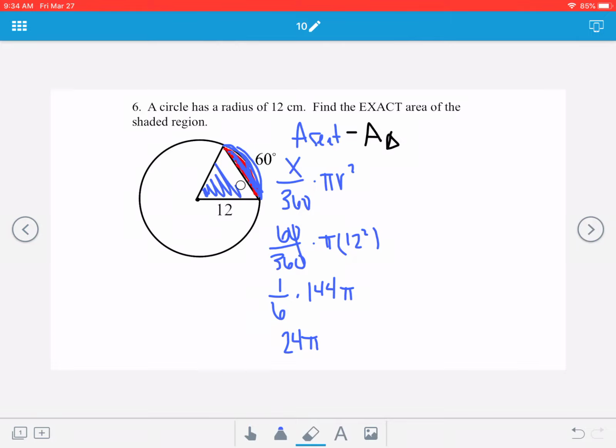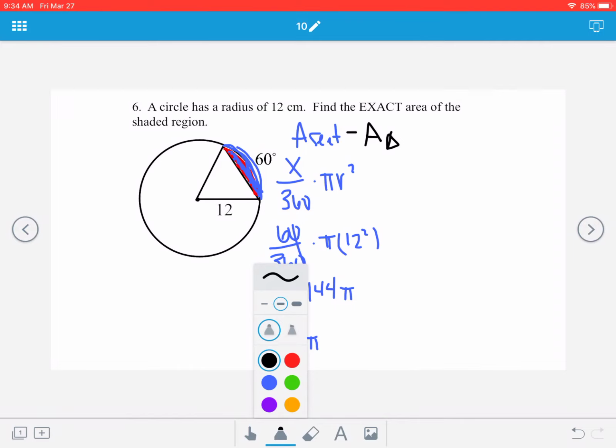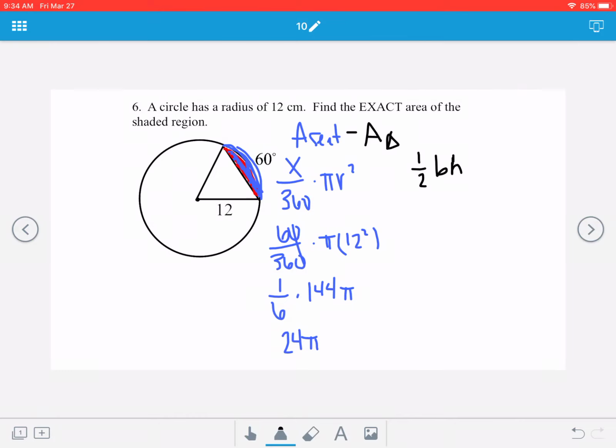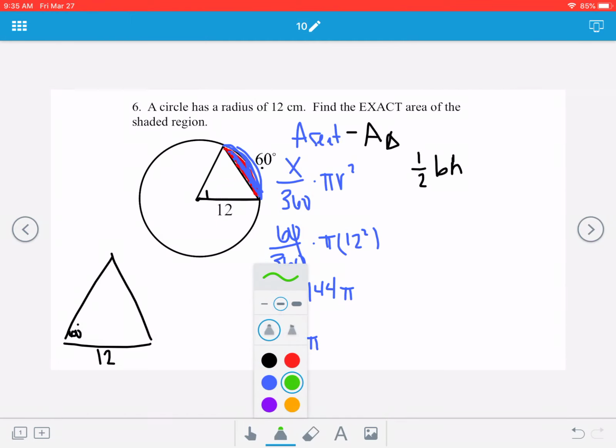Now we need to find the area of the triangle so that we can subtract it. Triangle, 1/2 base times height. Well, if I make this triangle bigger here, the bottom is 12. Since the arc measure is 60, then the central angle would be 60, which is this bottom left angle over here. Remember, the base and the height have to form a right angle, so I'm going to draw in the altitude perpendicular to the base. We already know that the base is 12. We just have to find our height, our altitude.